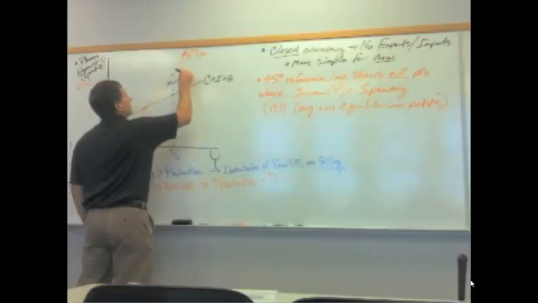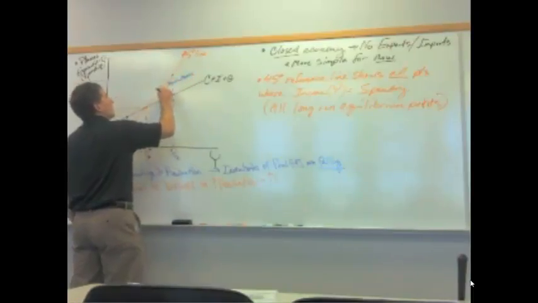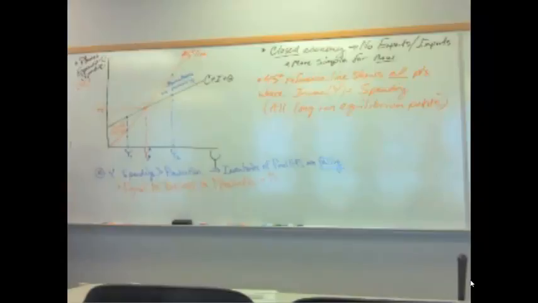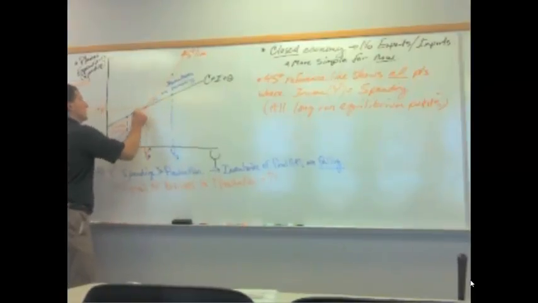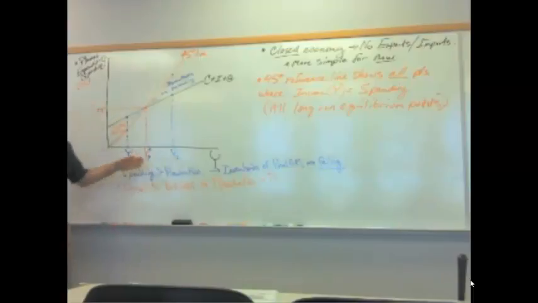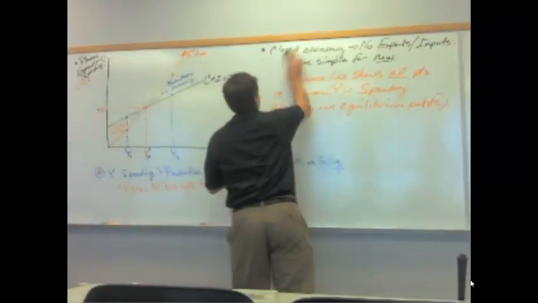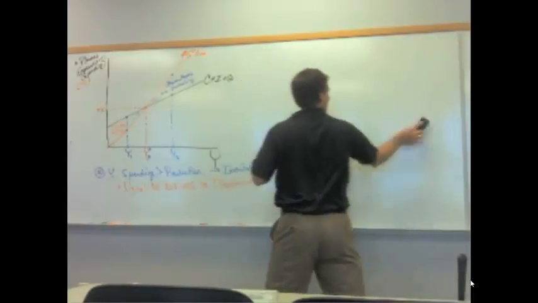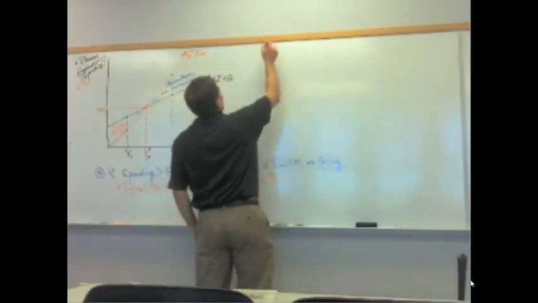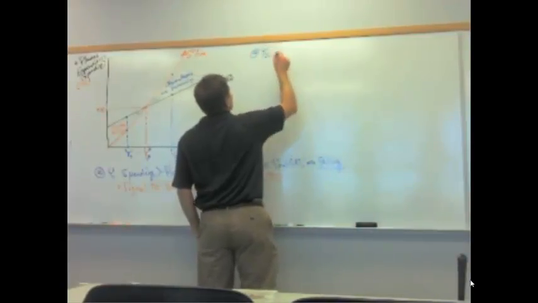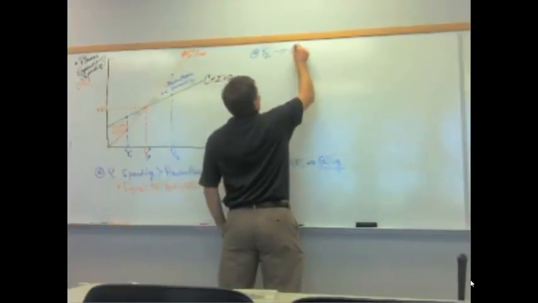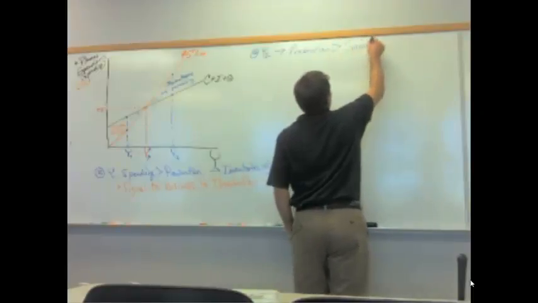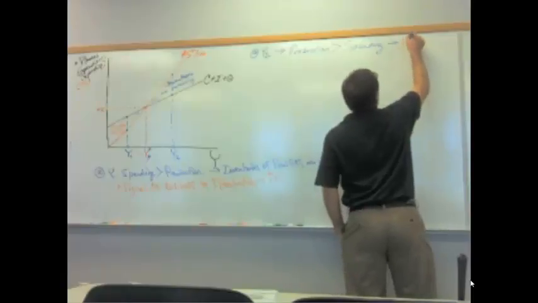Inventories are increasing over this range, which signals businesses to cut back on production. All right, so at Y2, production is greater than spending. So there's an increase in inventory.